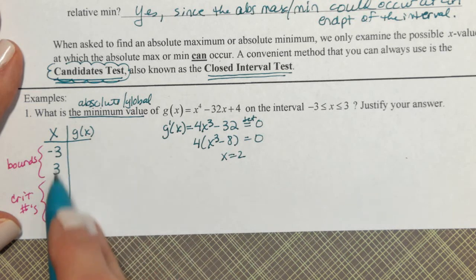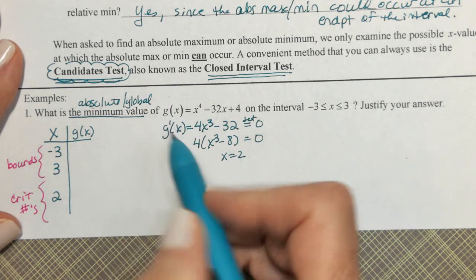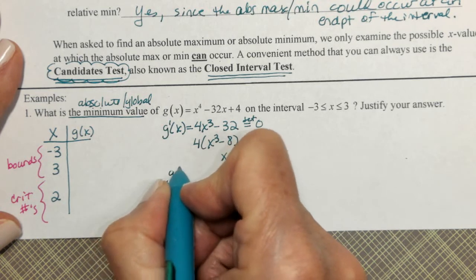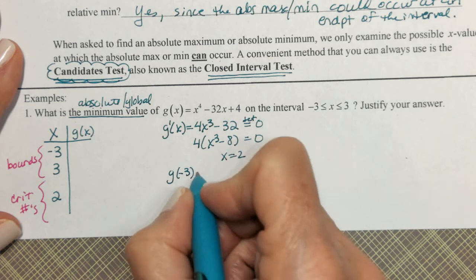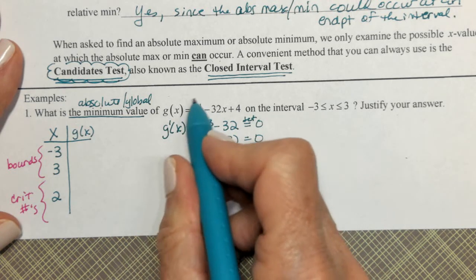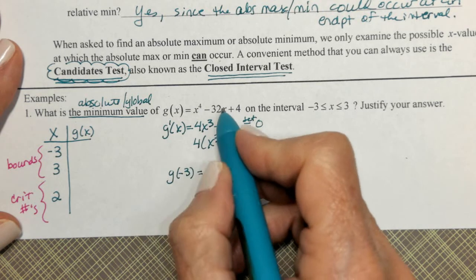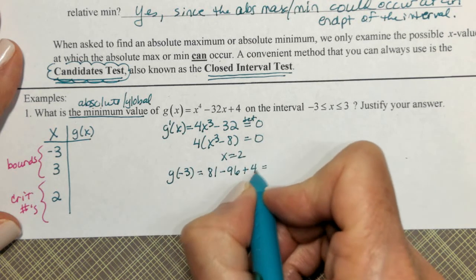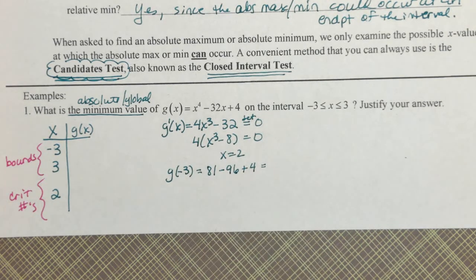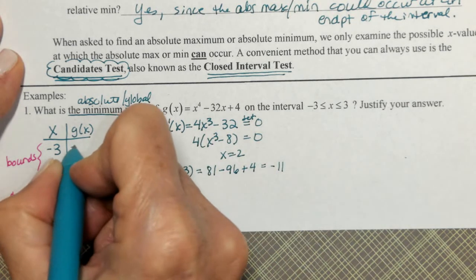So how are you going to find out which of these work? Well, you're just going to find the G value at each of these and pick the lowest one. So I'm going to go back to my G function and find G of 3, G of negative 3, and G of 2. For G of negative 3, I'm going to have negative 3 to the 4th is a positive 81 minus 32 times 3 is 96 plus 4, let's see, that is negative 96 plus 85, so that is negative 11, I think.